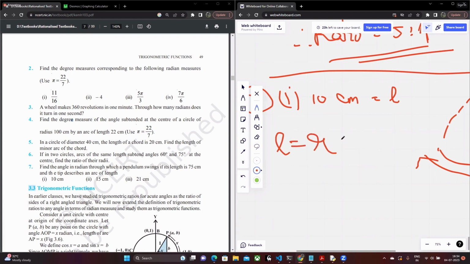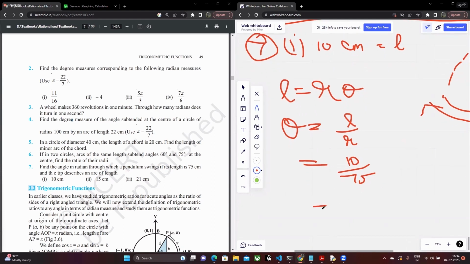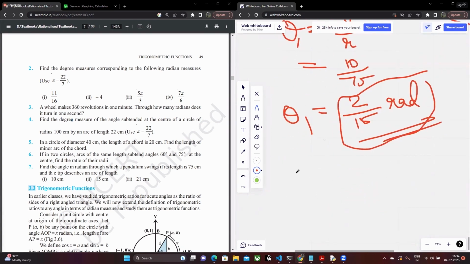Since you know that L is R theta, that means theta is going to be L divided by R. That is going to be 10 centimeters divided by 75 centimeters, which is 2 divided by 15 radians. This is going to be theta 1, so I'll write that theta 1 is 2 by 15.